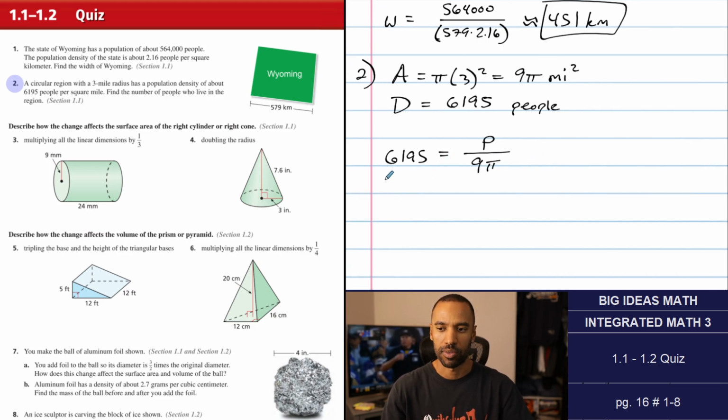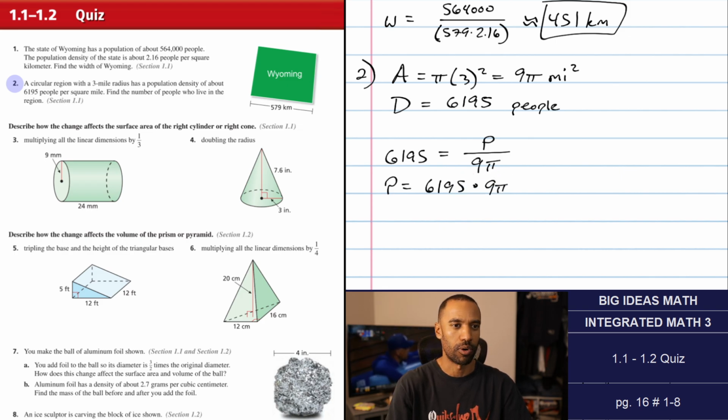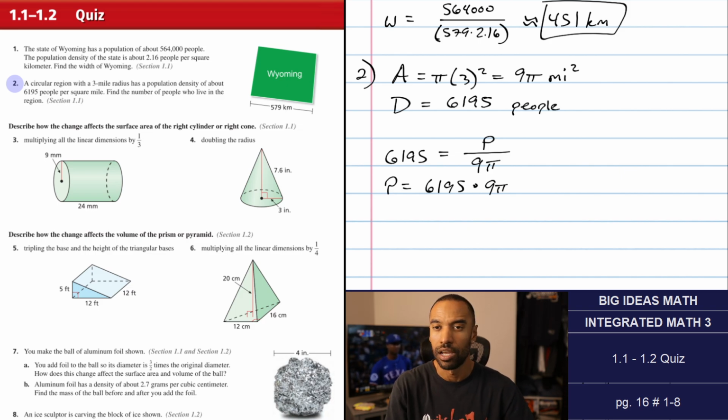So I'm going to multiply both sides by 9 pi. That'll get me this one, 6195 times 9 pi. And yeah, I'm going to multiply the pi portion as well. There's going to be rounding to be had, and we'll round to the nearest person, right? We won't use decimals of people. So 6195 times 9 pi.